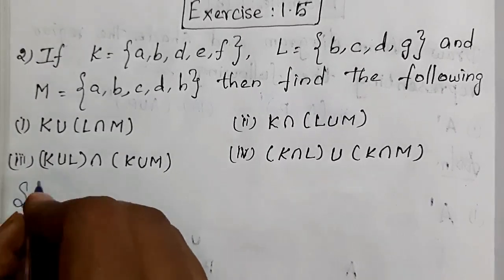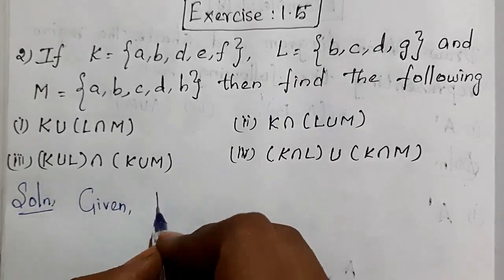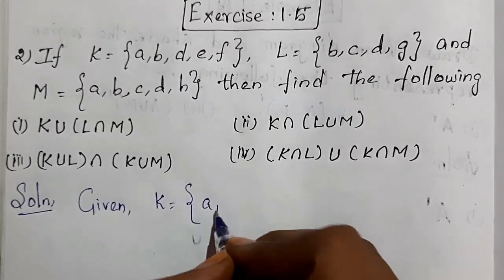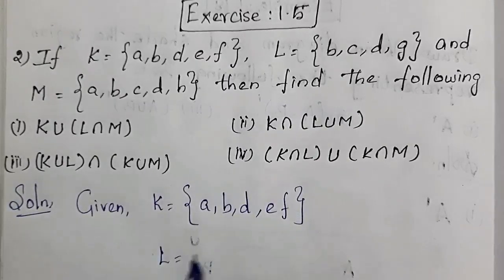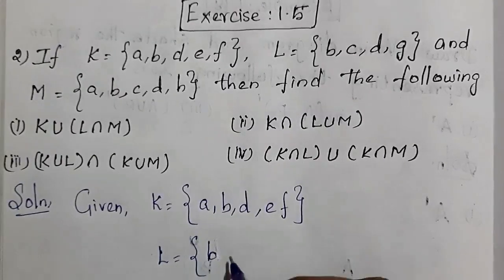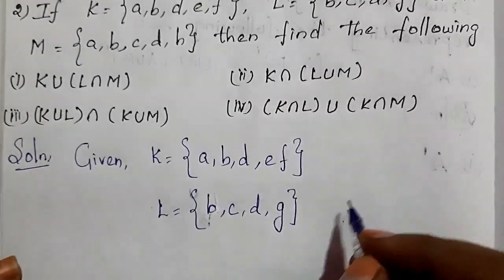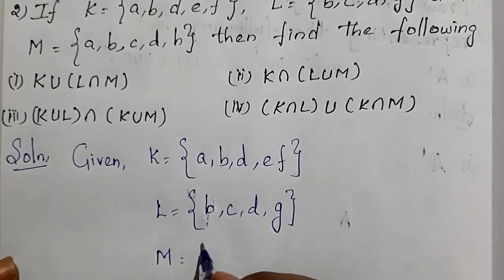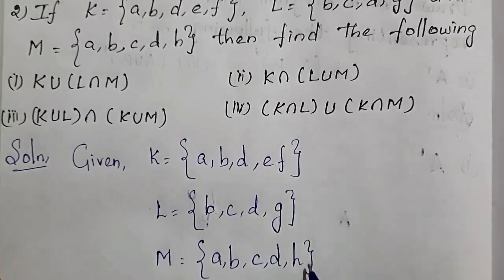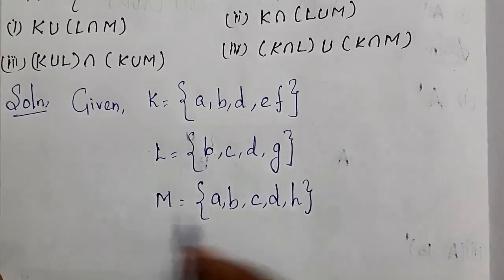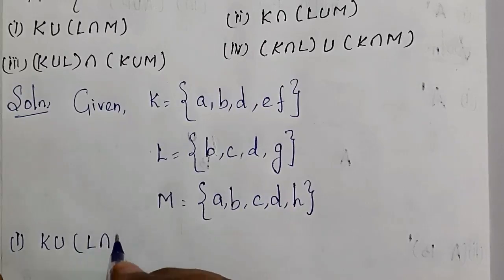First, write the given. K equals the set a, b, d, e, f. Then the set L equals b, c, d, g. Also the set M equals the set of all a, b, c, d, h. Then we can go to the first part. First part is K union (L intersection M).